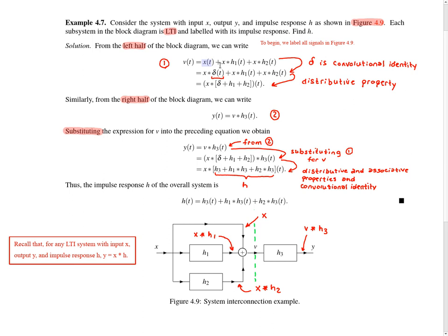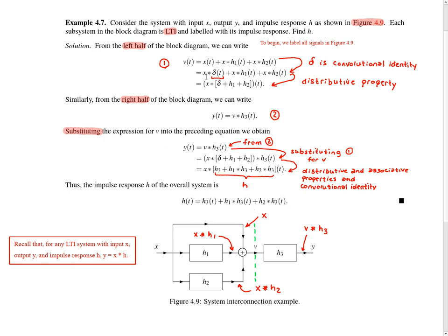So the trick that we use here is we simply observe that delta is the convolutional identity. So we can take X and convolve it with delta, and this doesn't change anything. And the way that this helps us is that all three of these terms, the first, second, and third term, have the form of X convolved with something. So we can use the distributive property of convolution in reverse. It looks a little bit like a factoring operation.